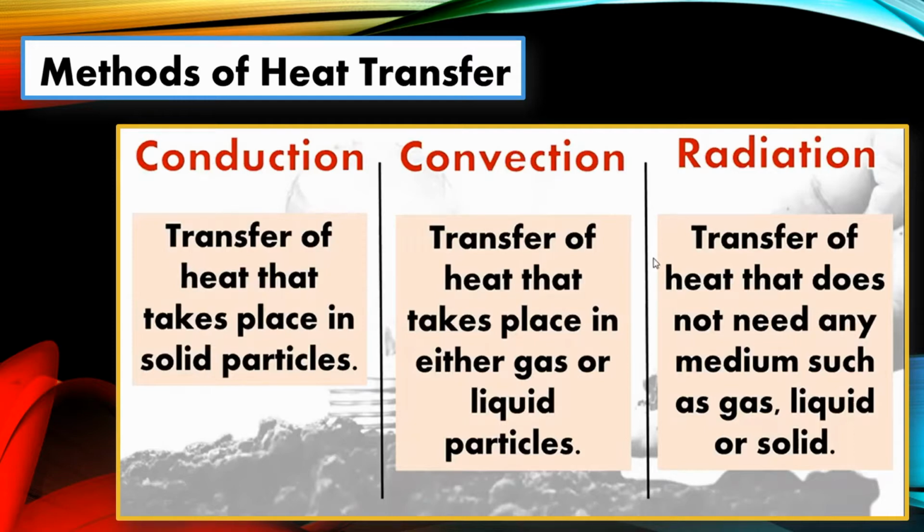Next, we have convection, a transfer of heat that takes place in either gas or liquid particles, meaning we have a source of heat and then the heat will transfer to either gas or liquid particles, and these particles must be in contact with the source of heat, so the heat will travel from the source towards the gas or liquid particles.